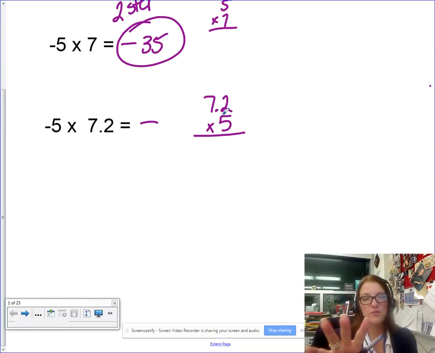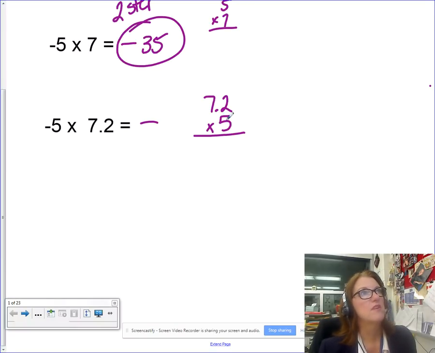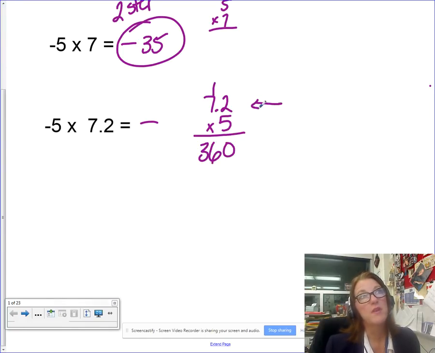Okay, now if you learned to multiply the lattice way, you go to town and do it your way. I learned to multiply this way, so this is the algorithm that I use. Okay, 5 times 2 is 10, and so on, to get 36. Now, we have to remember how many decimal places need to go in my answer. There's 1 decimal place here. There aren't any decimal places here. Put 1 in your answer.